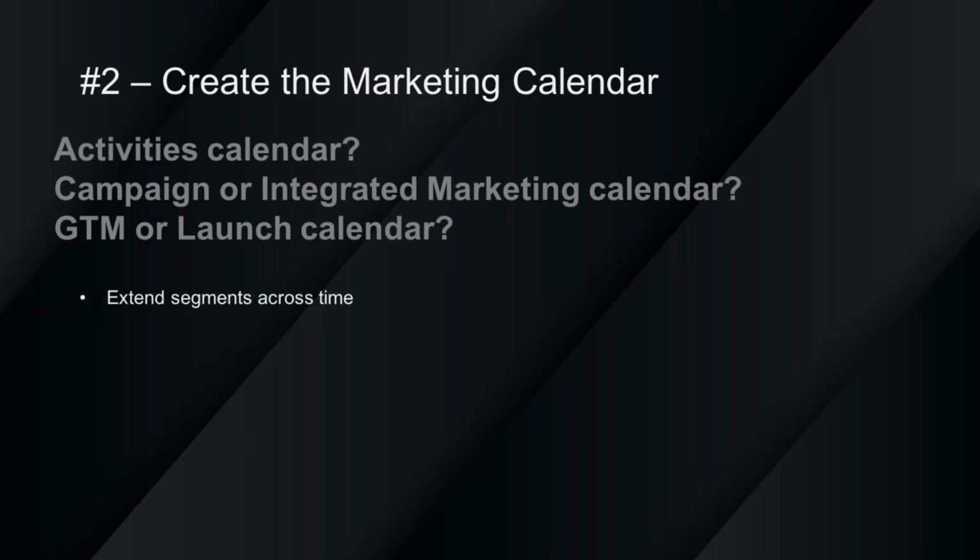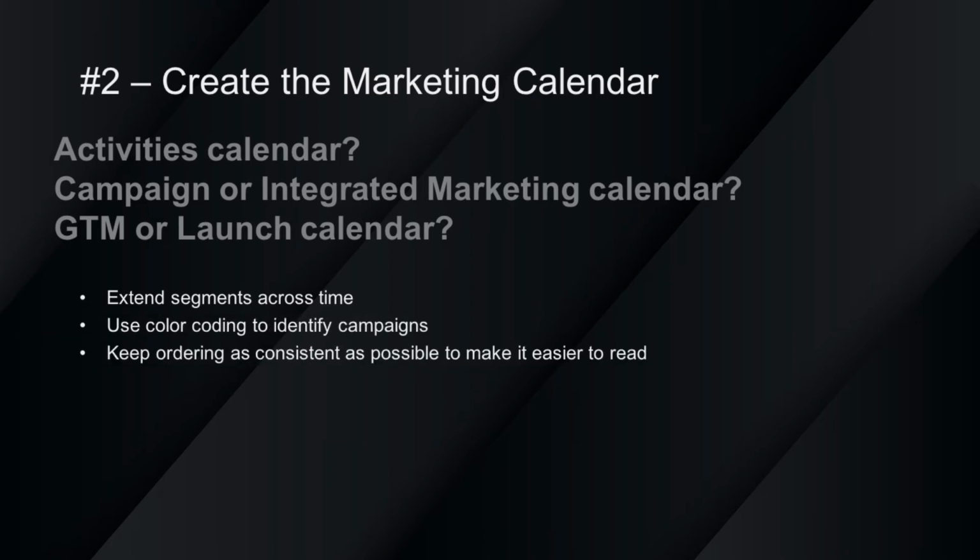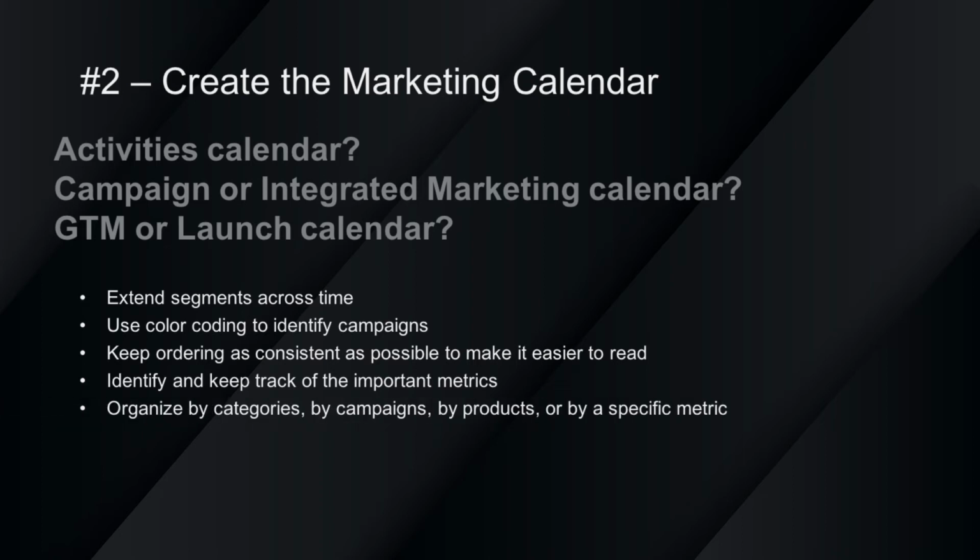Extend segments across time to map to entry length. Use color coding to identify campaigns. Keep ordering as consistent as possible to make it easier to read. Identify and keep track of the important metrics your calendar can reflect. These should align to your marketing or company goals. Organize by categories, by campaigns, by products, or by a specific metric.